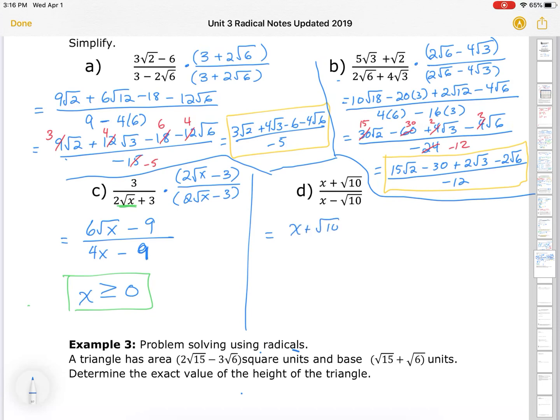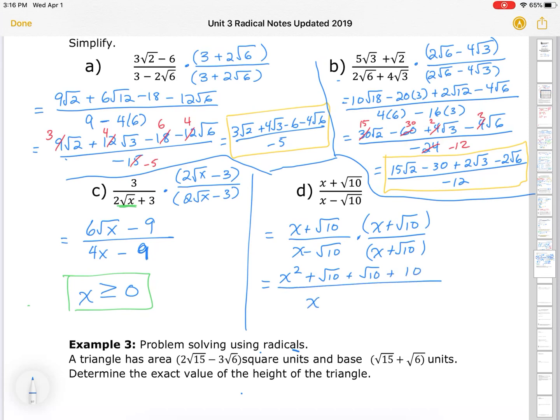So we're going to multiply the top and the bottom by the conjugate. So x plus root 10 over x minus root 10. We're going to times it by the conjugate of the denominator, so that will be x plus root 10 times x plus root 10. Okay, same thing, top and bottom, because we're multiplying by 1. When we multiply this through, I'm going to get x squared plus root 10 plus root 10 plus 10, all over x squared minus 10.